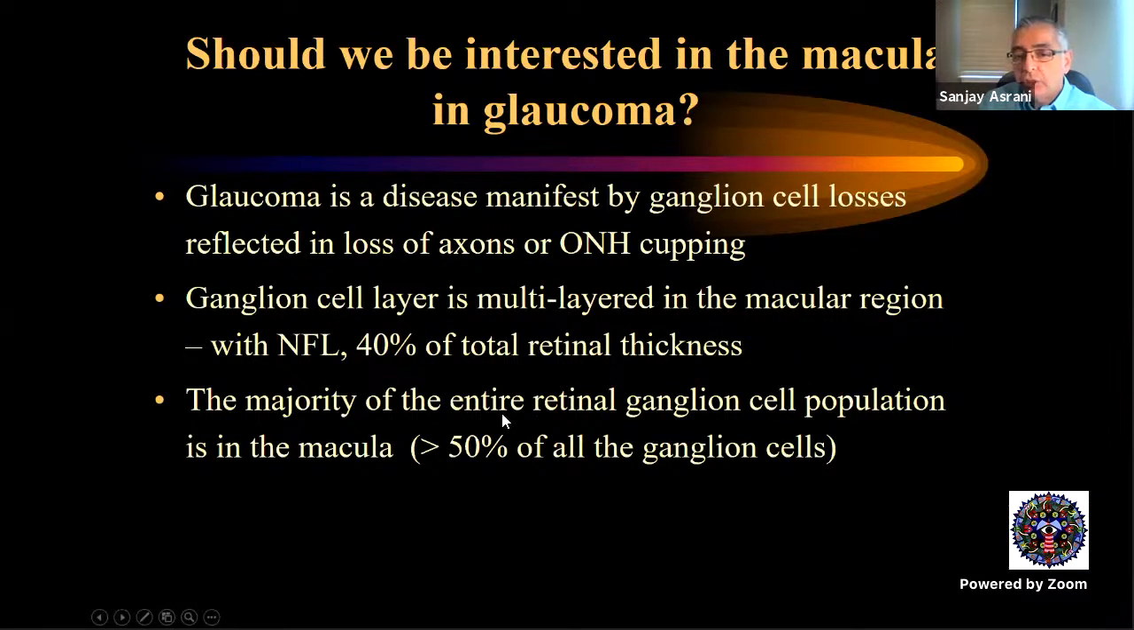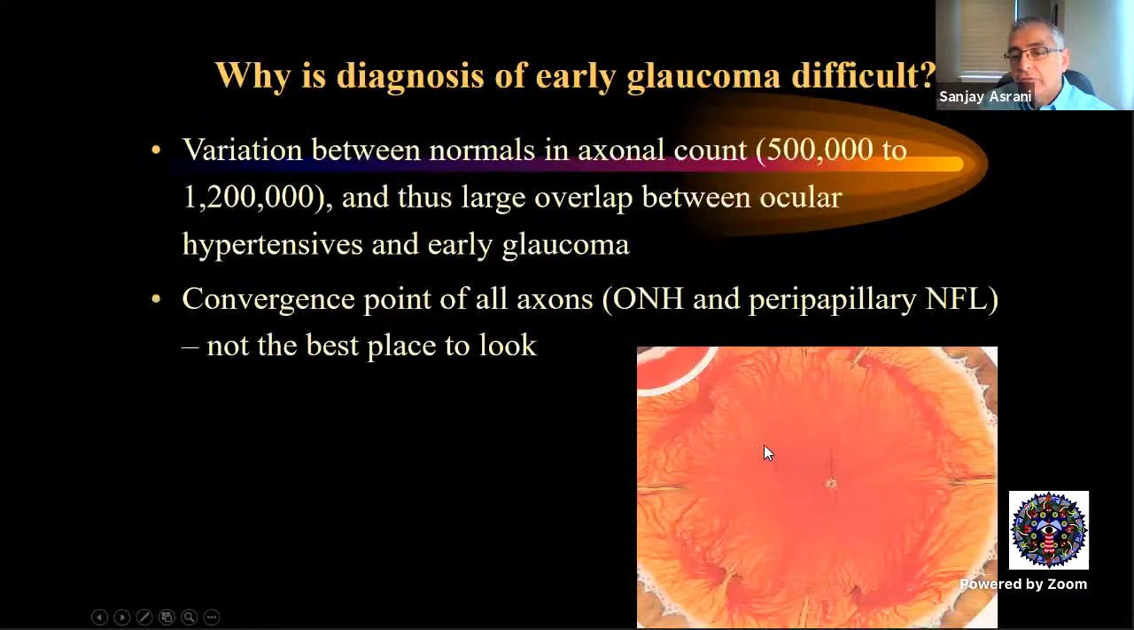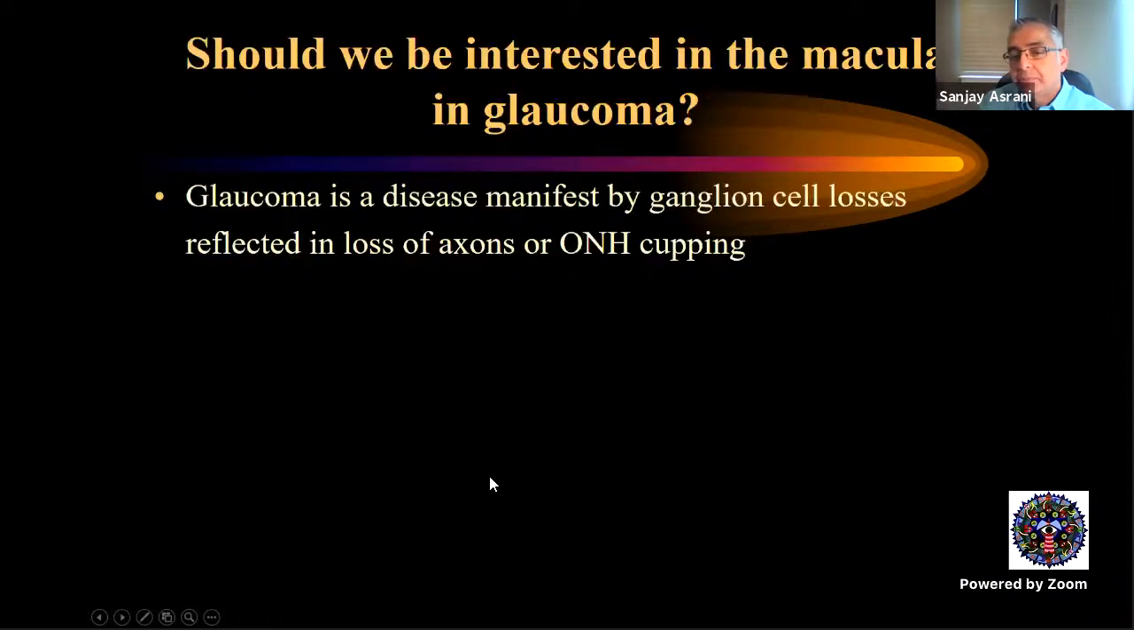Also, the majority of the entire retinal ganglion population is in the macula. Let's go back to this image. 50% of all the ganglion cells in the retina are sitting here. The remaining 50% are everywhere else. Why is this? Because of evolution. We need this to be the sharpest vision.